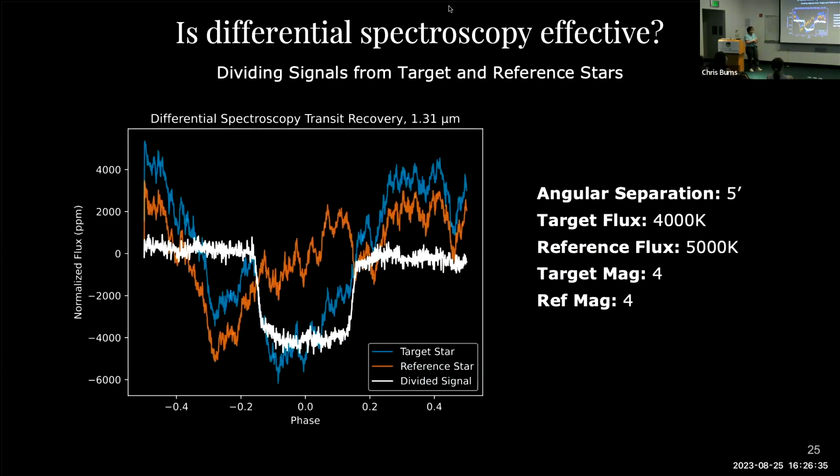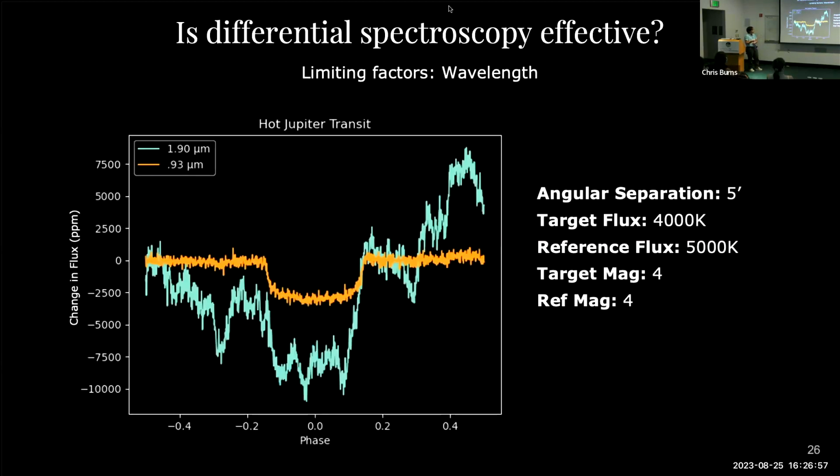And this is under specific conditions. So using a low angular separation, very similar spectral type, and for very bright target and reference stars. So our next questions end up being, under what conditions can we successfully use this method? And the two parameters that we primarily looked at were wavelength and spectral type. So to talk about wavelength first.